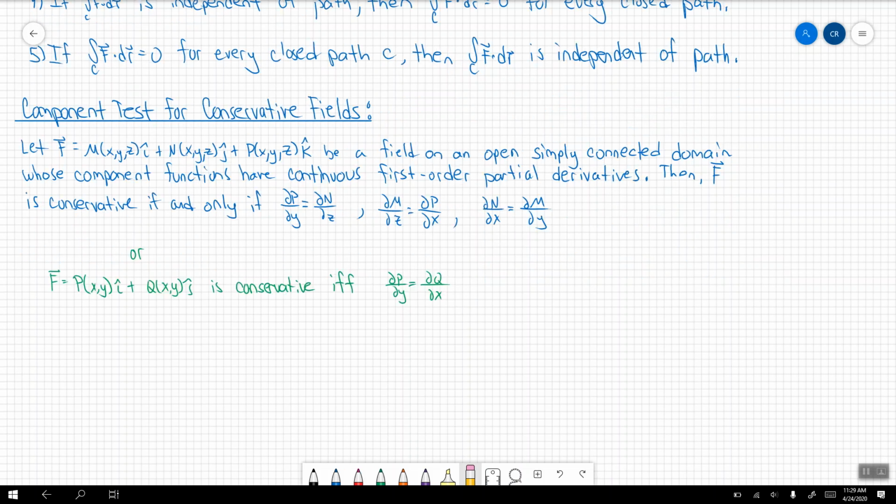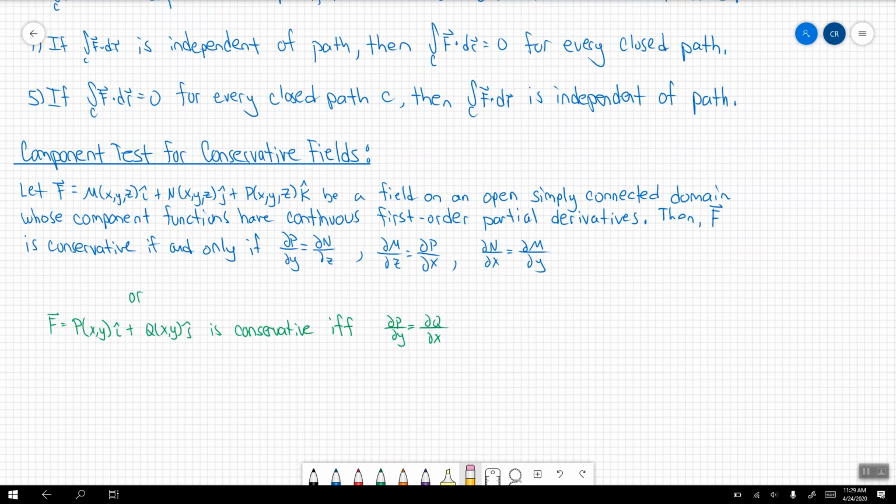All right, so here's the component test for conservative vector fields. If we're looking for a conservative vector field, we're going to define some vector field that we're given in terms of three-dimensional components. So we have some M, N, and P functions that are all comprised of x, y, and z. This is going to be a vector field on an open, simply connected domain. Again, here go those definitions that we're working with: open and simply connected. Its component functions have continuous first-order partial derivatives.